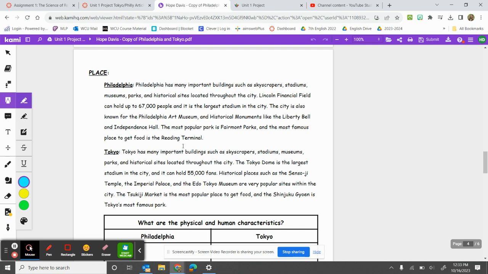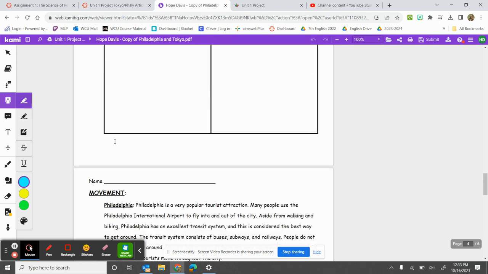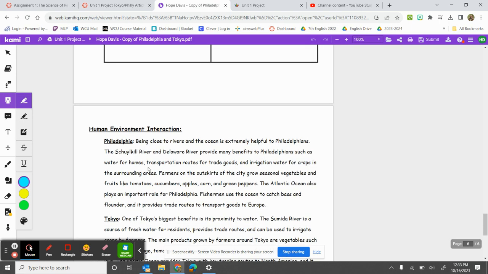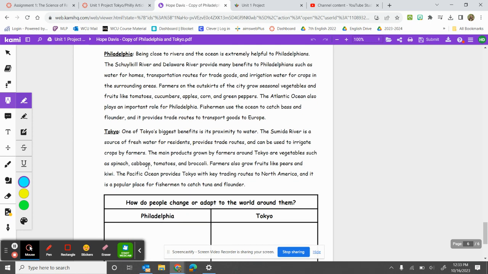You're going to repeat the same process for place, movement, and human environment interactions. When you're done everything, make sure you hand it in either by hitting submit or you hand it into the bin and let me know.